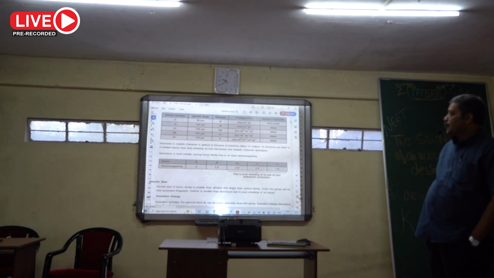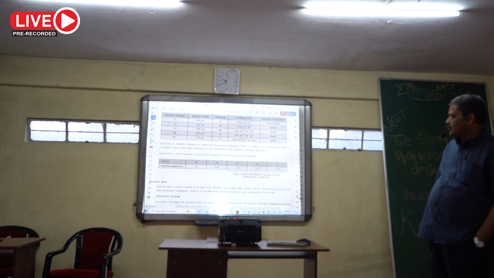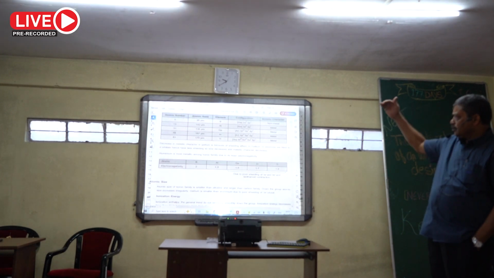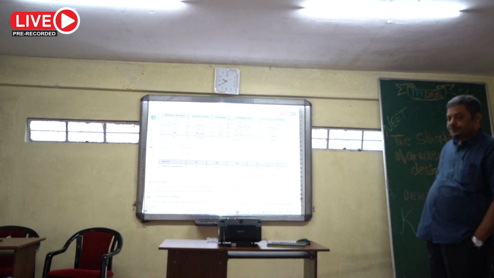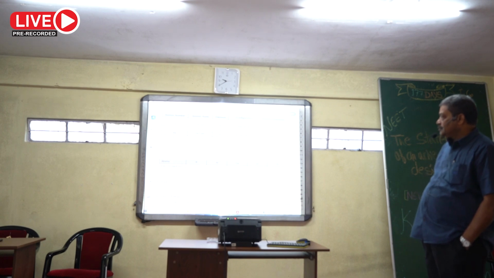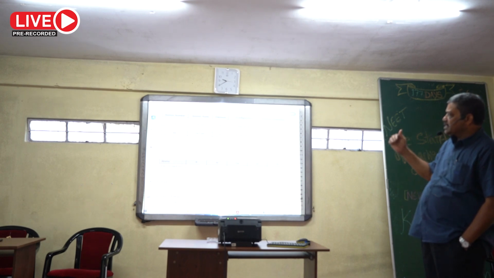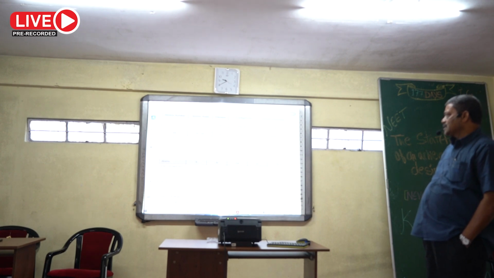So 85 picometers is the boron atomic radius, and the aluminum atomic radius is 143. So boron to aluminum increased. Aluminum to gallium, 135, decreased. Again increased, 167. And thallium it is 170 picometers.